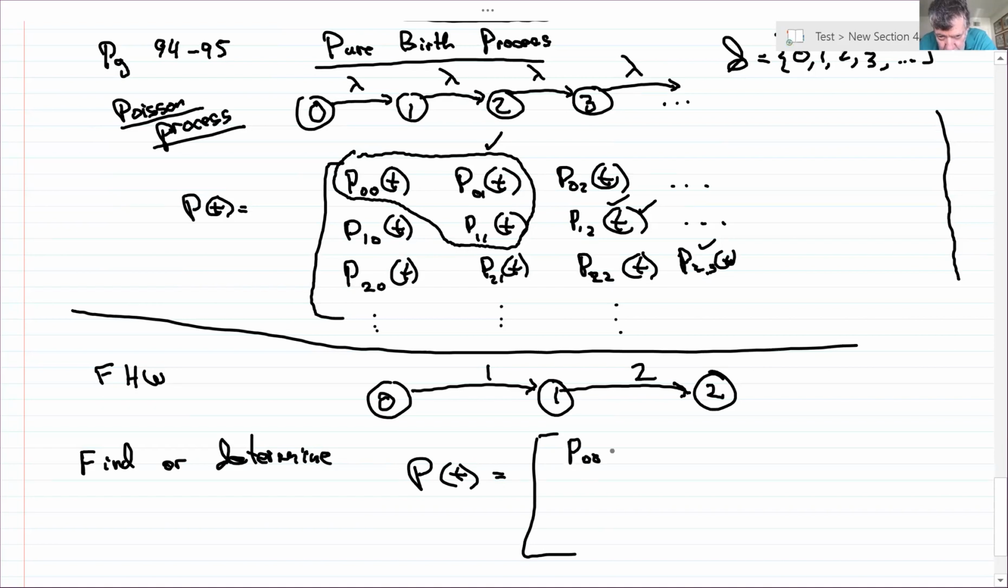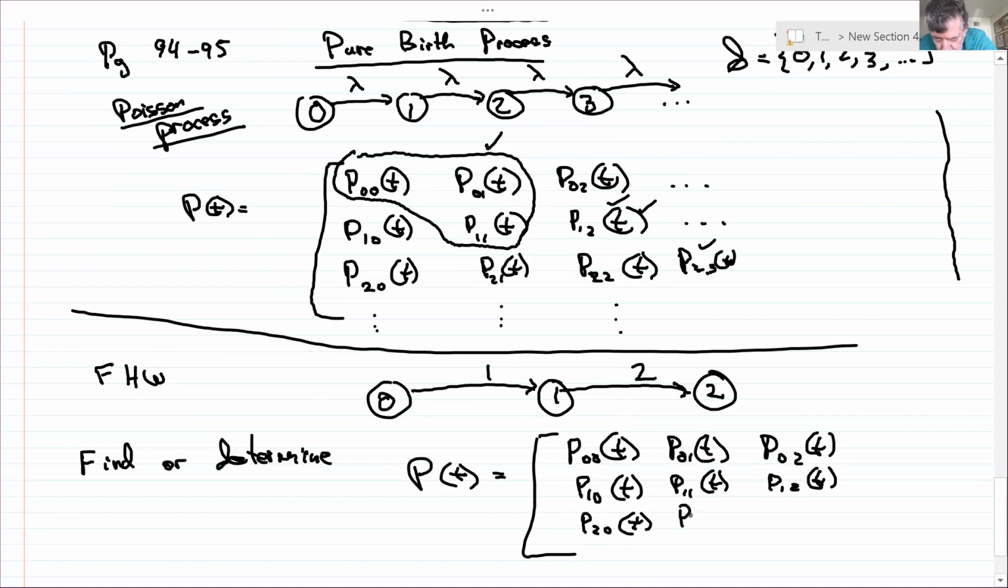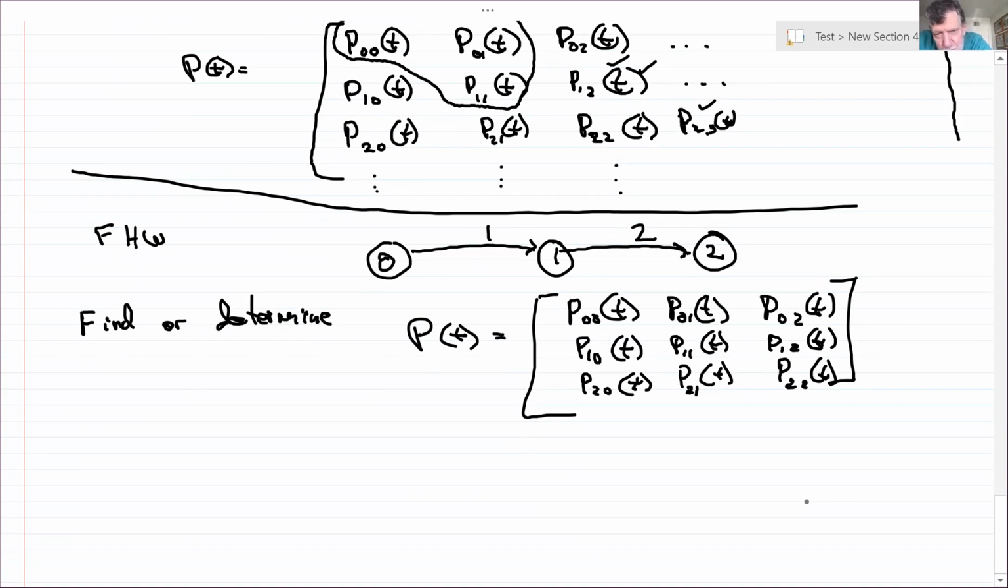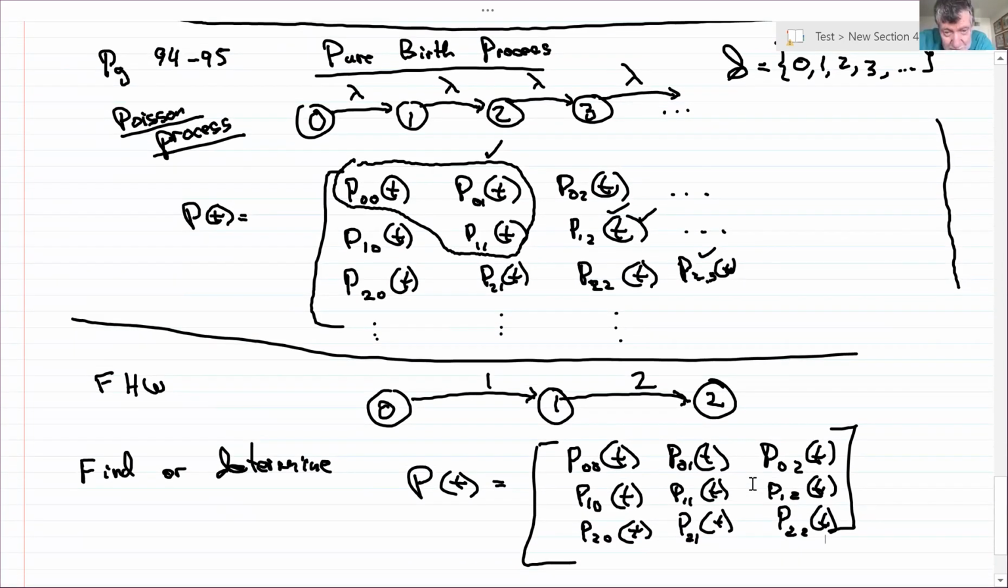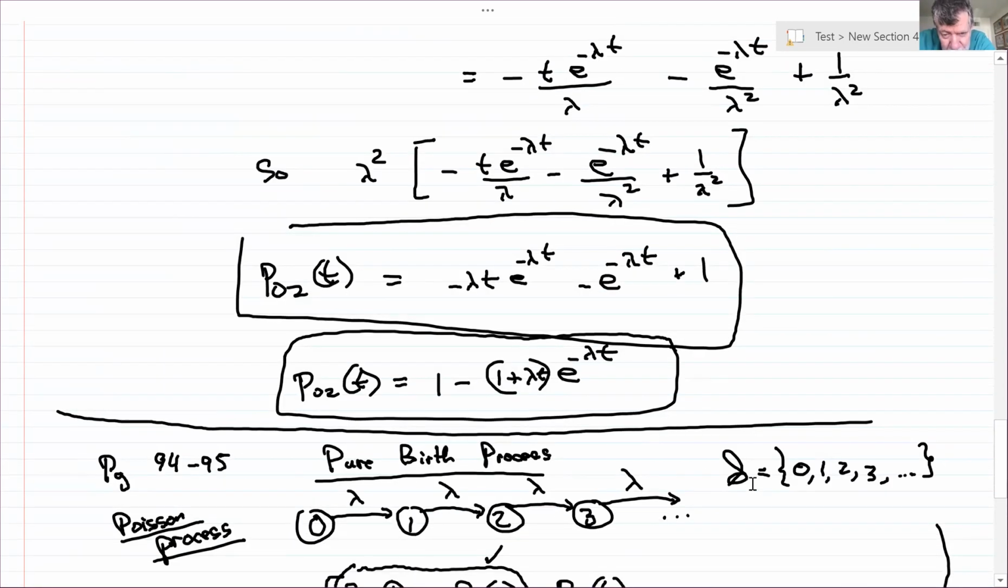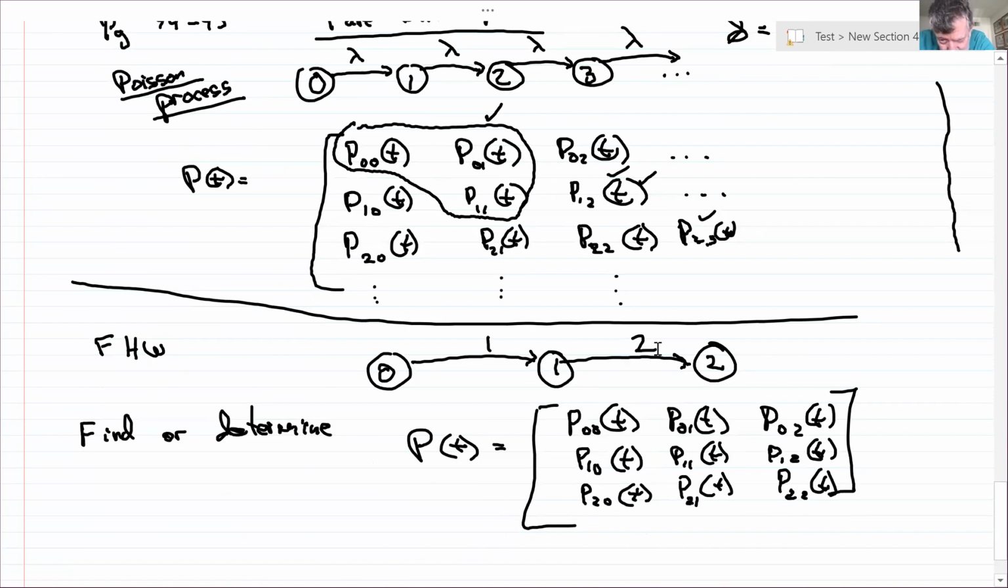P of t again would be the matrix with entries 0, 0 of t, 0, 1 of t, 0, 2 of t, 1, 0 of t, 1, 1 of t, 1, 2 of t, 2, 0 of t, 2, 1 of t, 2, 2 of t. Okay. So now I haven't gone through this for years, to be honest. I think it's quite similar to what we've been doing in class. After all, the diagram is almost the same. The only difference is this arrow is labeled 2 instead of 1.